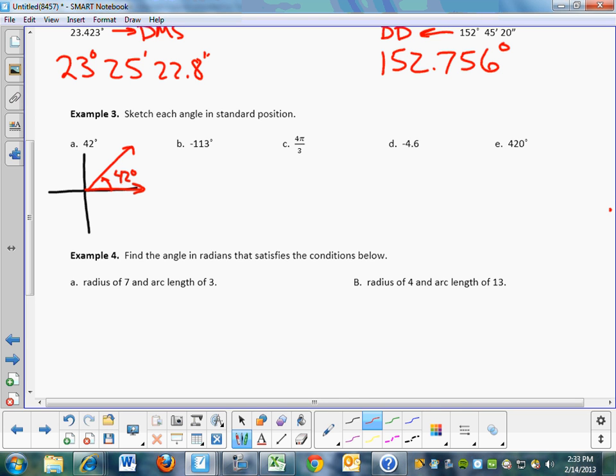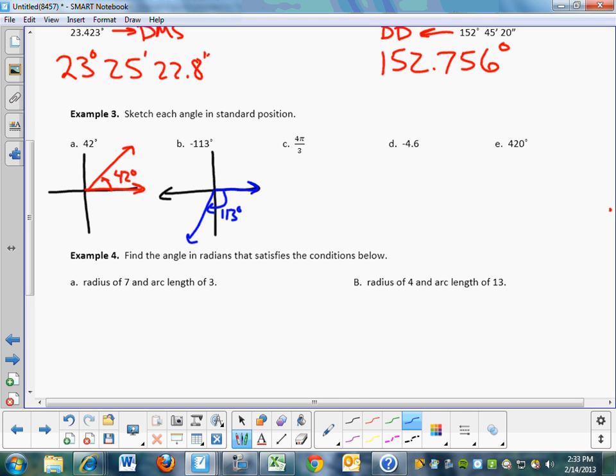So you should know if you're working in degrees or radians. The second one, B, am I in degrees or radians? Degrees, because it says degrees. So negative 113. Which quadrant will that put us in? The third, because we're going negative in the opposite direction. So I put my initial side down, and then I rotate in the opposite direction, 113 degrees. Any questions how I did that?